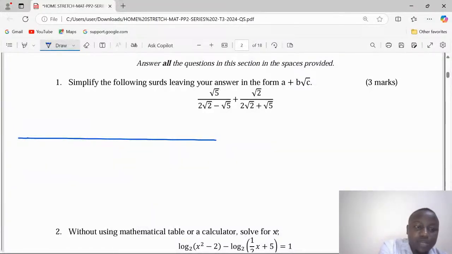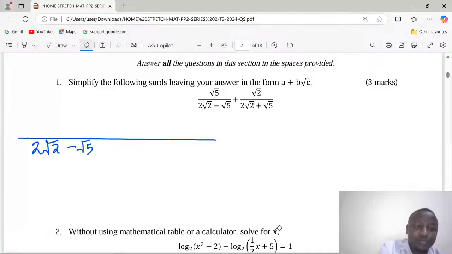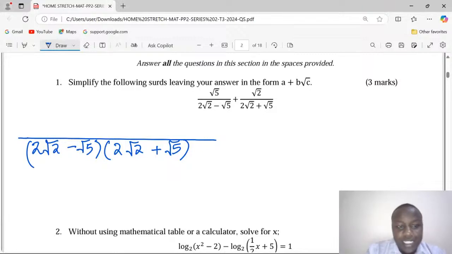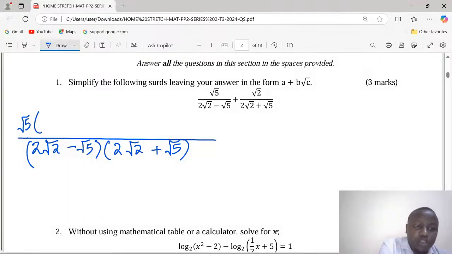whereby you take the LCM of the denominators, and that will be 2 root 2 into root 2 plus root 5. This is now the LCM. Then to proceed, you just take the LCM divided by the first denominator, we will get the part with a plus. So we'll be having root 5 into root 2 plus root 5.